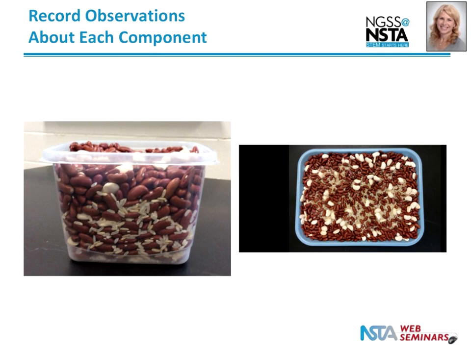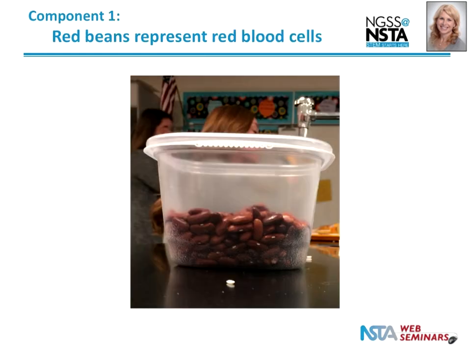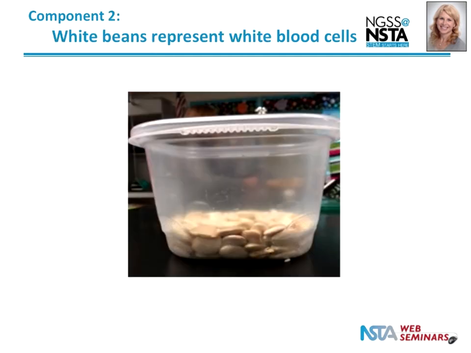Through questioning, my goal was to help them understand the science and engineering practice of modeling and also develop an understanding of the cross-cutting concept of structure and function. So we started out by asking them, what are the components or relevant parts of this model? The student said, red beans. Then I shared with them that the red beans represent something in the body. And then the students filled in the gap, and they inferred that the red beans represented red blood cells.